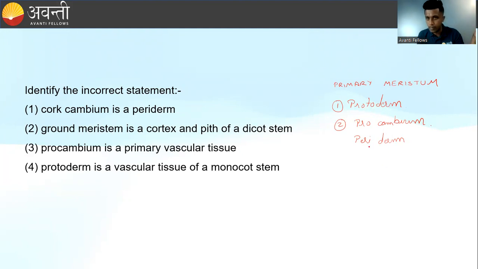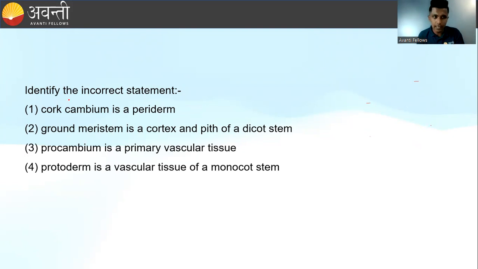For example, peridome differentiates into epithelial. Protoderm differentiates into parenchyma, sclerenchyma, and then you have your collenchyma. Whereas procambium will give rise to the primary ground tissue, that is your xylem and phloem. Okay, so these are the origin of the primary meristems.